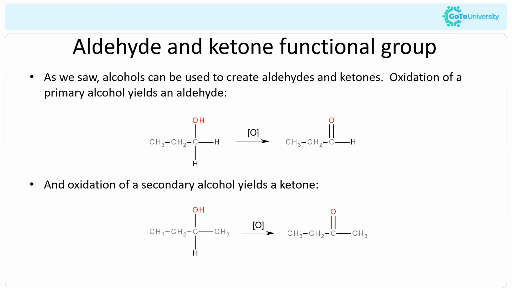When primary alcohols undergo oxidation, they will produce aldehydes. At the same time, when a secondary alcohol undergoes oxidation, it will produce a ketone. That is the difference between a primary alcohol and a secondary alcohol. Primary alcohols produce aldehydes and secondary alcohols produce ketones by oxidation. Oxidation means the addition of oxygen or removal of hydrogen. So here we can see the hydrogens are removed, and here also the hydrogens are removed, to produce the carbonyl group.